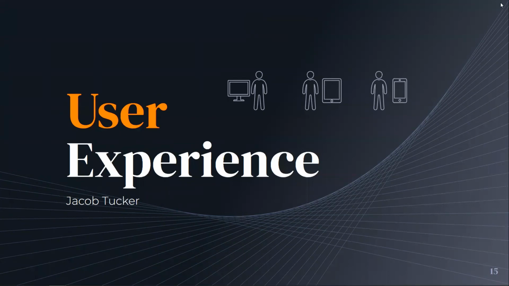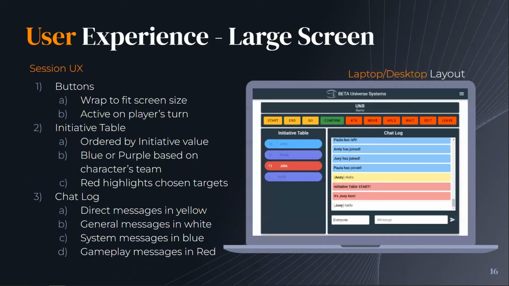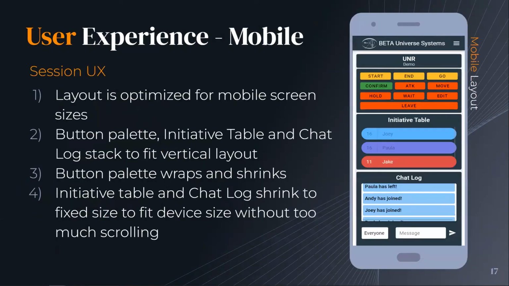I'm going to go over the user experience and how we optimize it for mobile devices. Here's an example of our real-time session layout on a standard laptop, desktop, or horizontal tablet. The button palette stretches across the top of the screen and will wrap according to screen size. The initiative table and chat log components are aligned horizontally to make the most use of the horizontal layout of the screen. Here's the same real-time session as seen on a vertical layout, such as a small mobile device or vertical tablet. The main components of the UI are shrunk, fixed in size, and stacked in a vertical layout optimal for these types of devices.